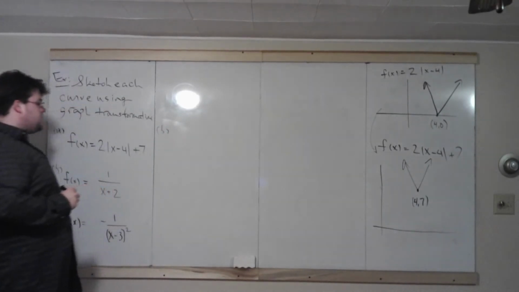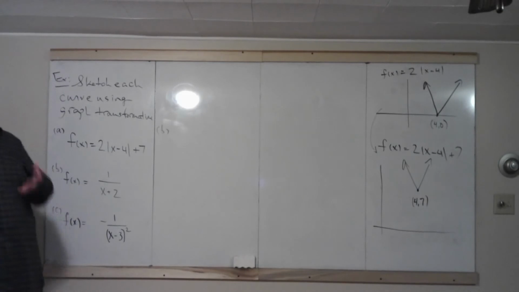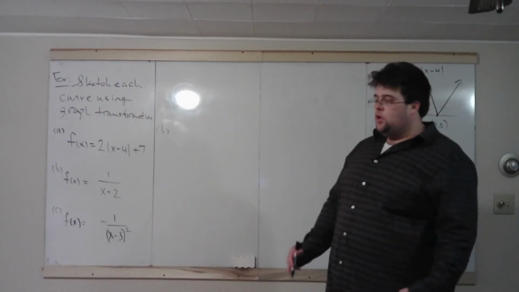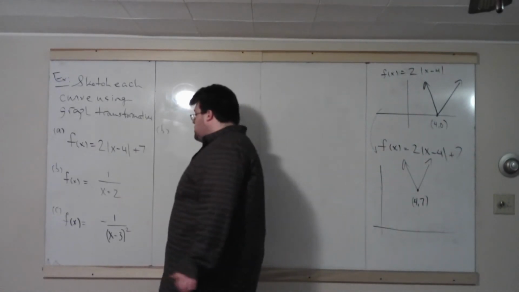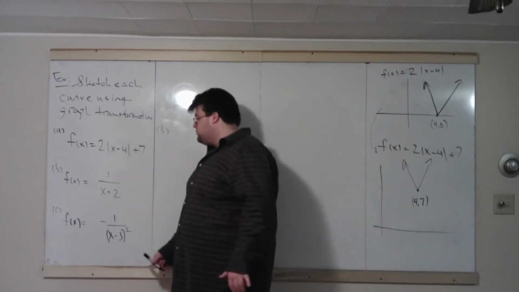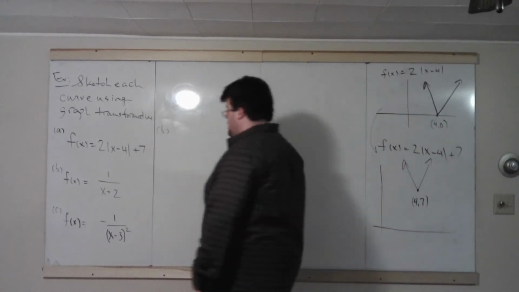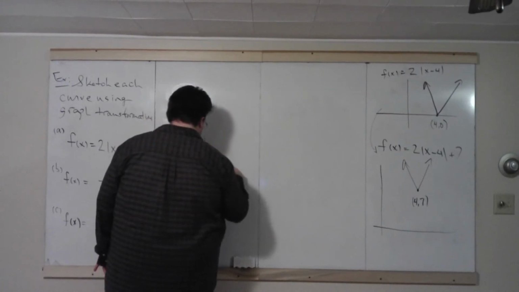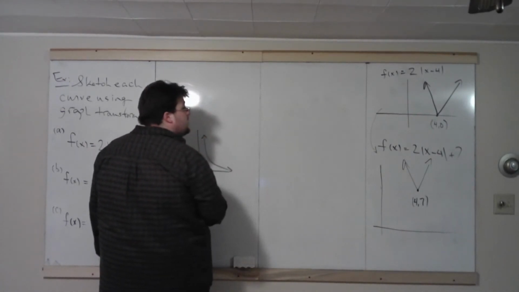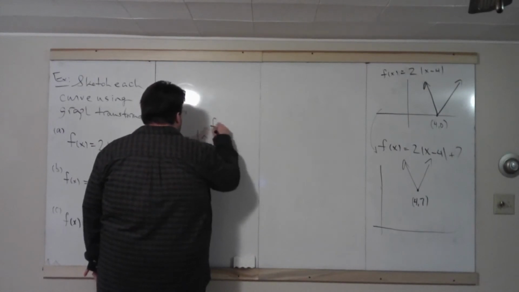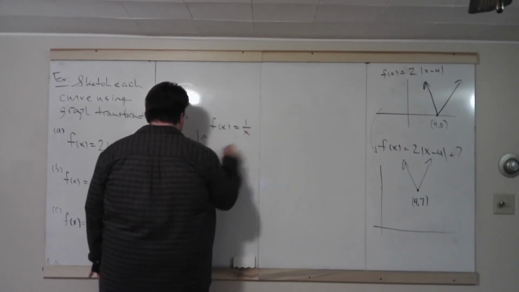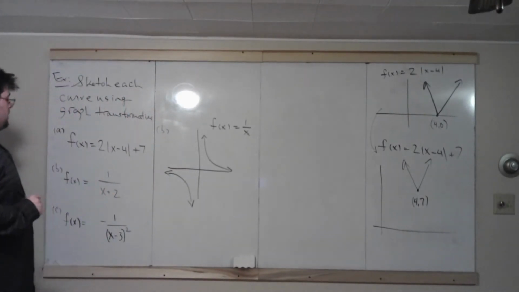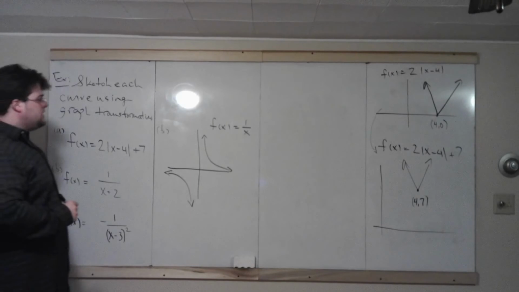Part B, 1 over x plus 2. Well, that isn't one of our 9 functions. But notice, if you don't see all those numbers there, like that 2, it looks a lot like this curve. I think I wrote it above in the previous example. It looks a lot like 1 over x. But there's this 2 here. What does that 2 do?